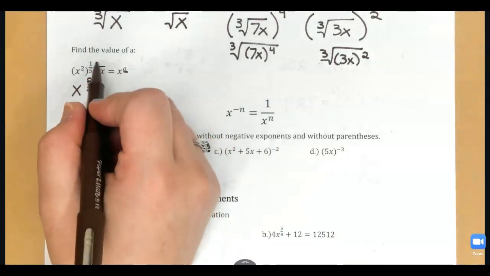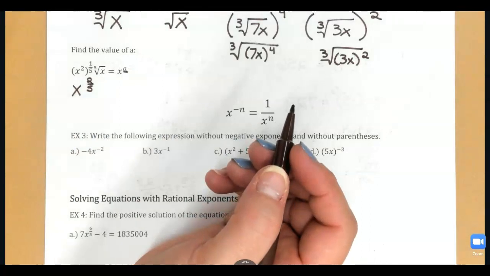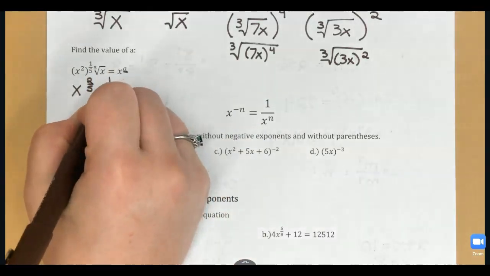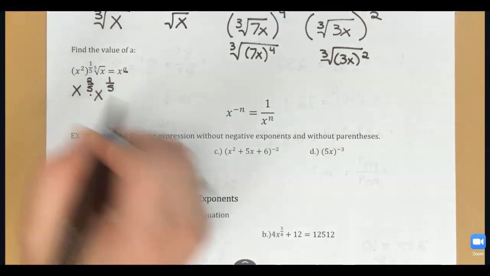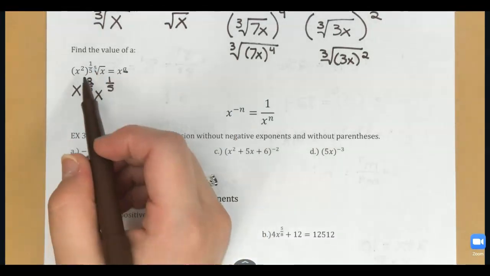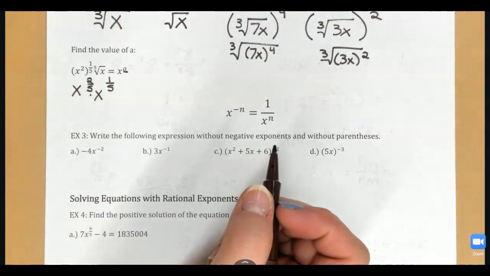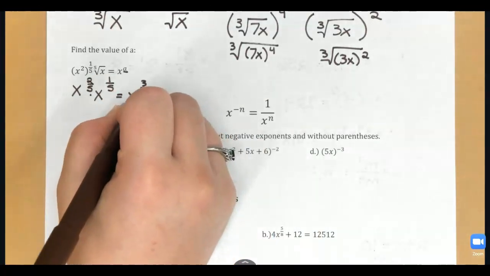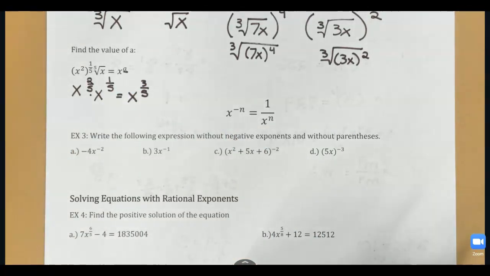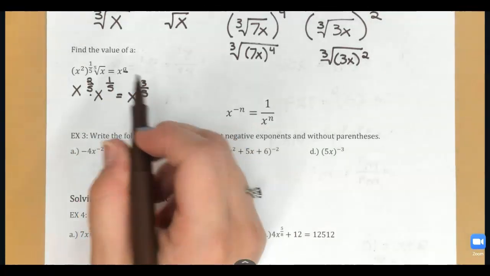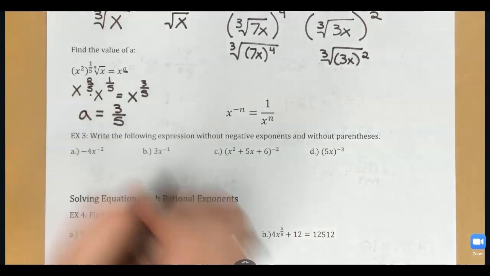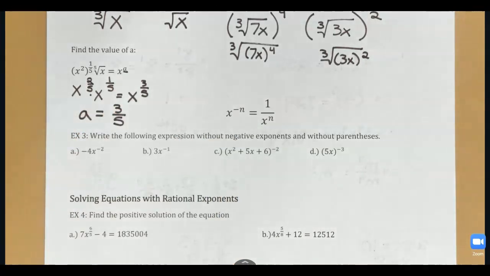And then what I can do is rewrite this 5th root of x as a rational exponent. So that would be x to the 1/5. And now what I have here is my product rule, so I want to add my exponents. Well, 2/5 plus 1/5 is 3/5. So after I'm done simplifying all of this, I have x to the 3/5 power, which means a is 3/5.